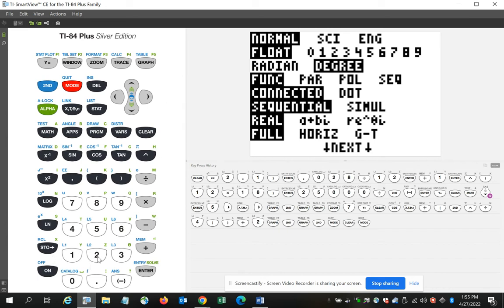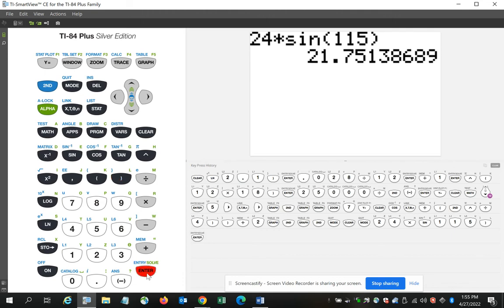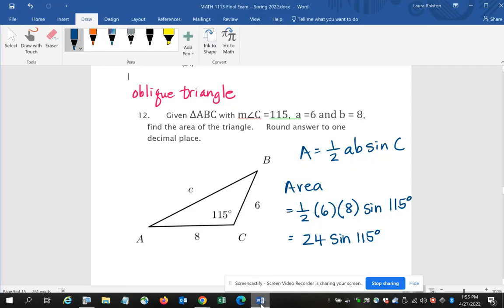So I would simply type 24 times the sine of 115 degrees, and I get 21.75. Rounding to one decimal place, that's going to be 21.8. So the area of that oblique triangle is 21.8 units squared.